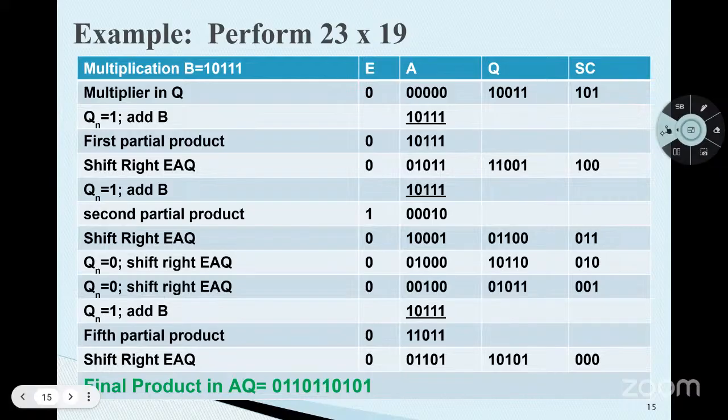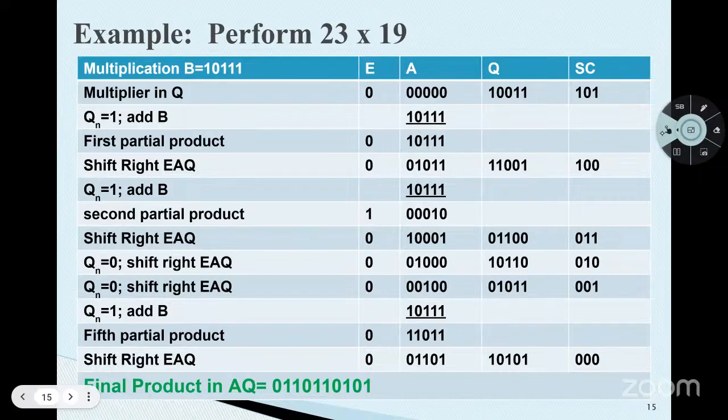Now the operation starts. Here Qn is equal to 1, then add B. Add B means we are adding the B value to A. What is the result? 0 plus 1, 1. 0 plus 1, 1. 0 plus 0, 0. 0 plus 1, 1. And here the end carry is also 0. After getting the addition operation, that is the first partial product. After doing the partial product, do the right shift operation.